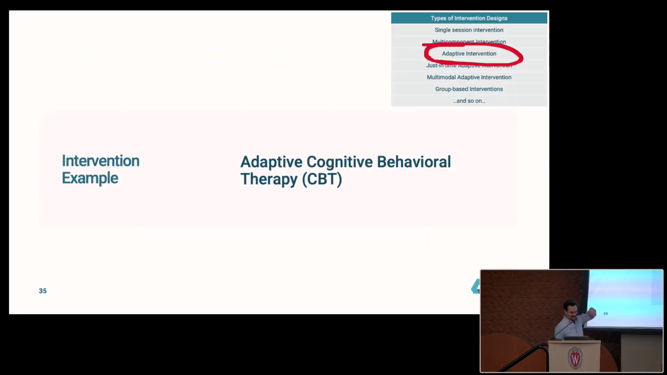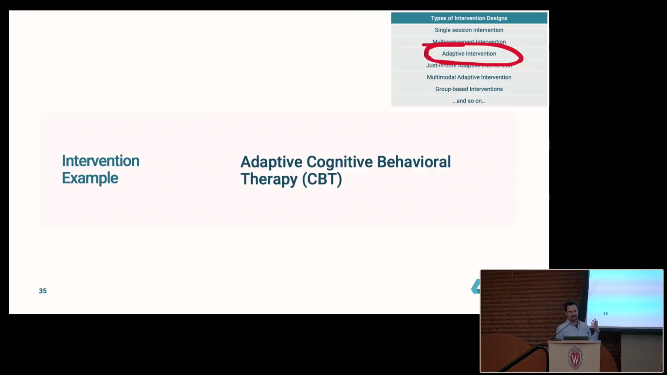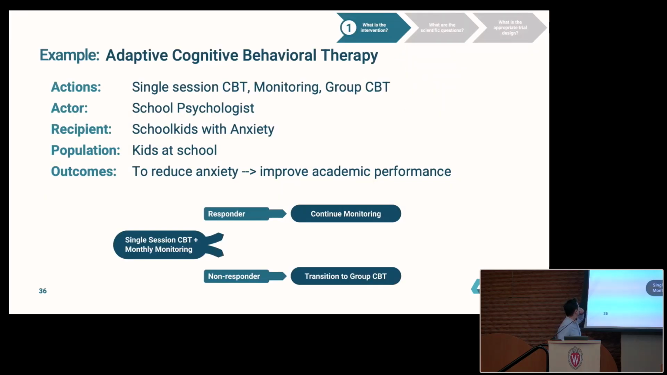All right. So this is the intervention design. I was going to show you an example, but I'm out of time. So here's just an example of an adaptive intervention. I don't have time to go through examples of all of these, but you might start with a single session CBT and some monitoring. If you're a responder, you continue monitoring. If you're a non-responder, I transition you to group CBT. That's an example of an intervention. That looks very real world, and now I get to go ask my questions about it.